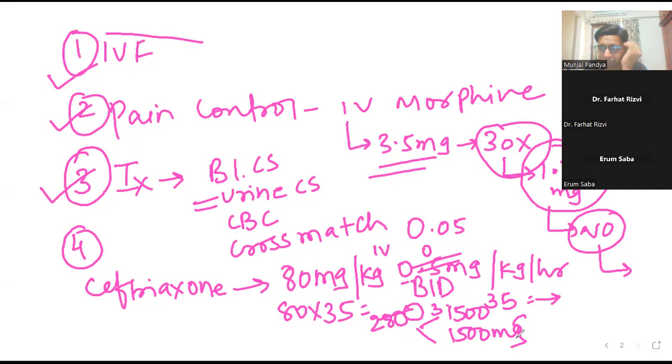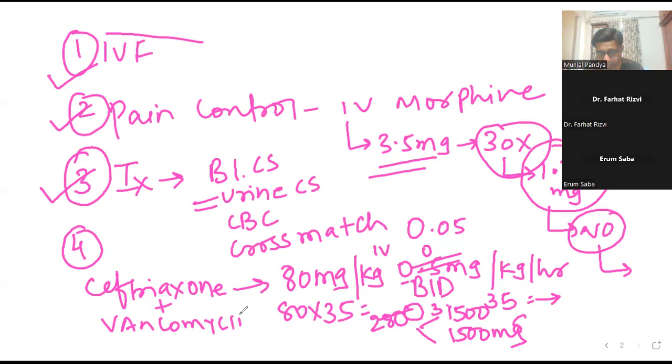We can add vancomycin. Okay. Do you want to give it or you don't want to give it? Because I'm asking you, that is why you want to add. If a patient comes to you, will you give it or will you not give it? Yes, sir, we will give.